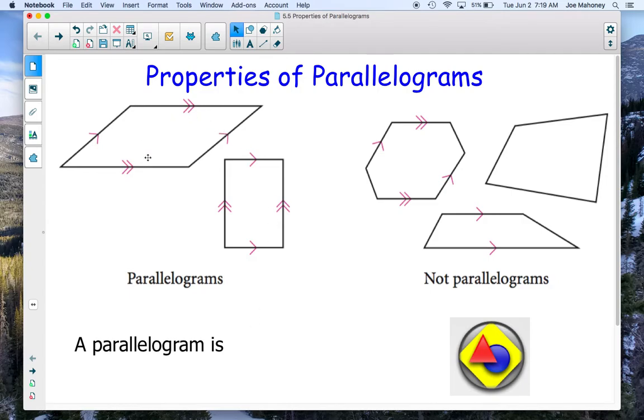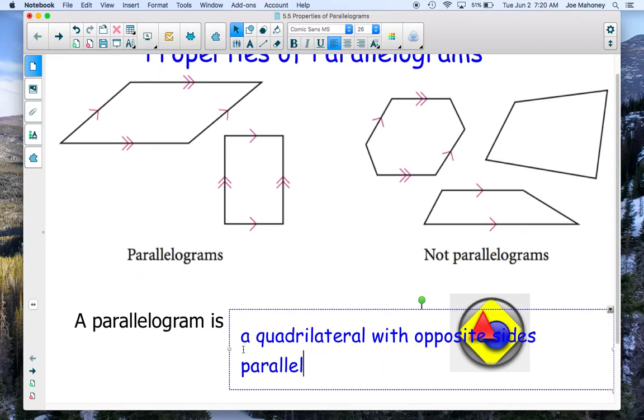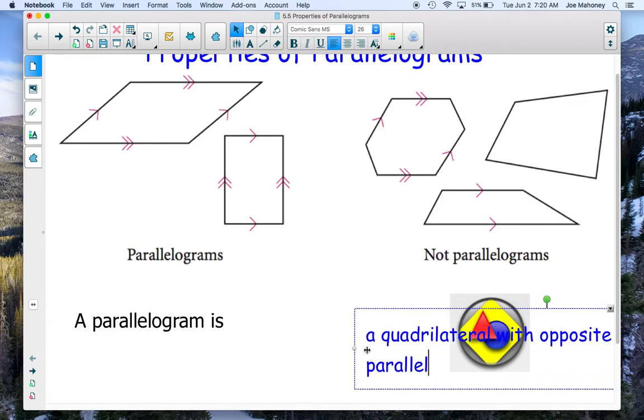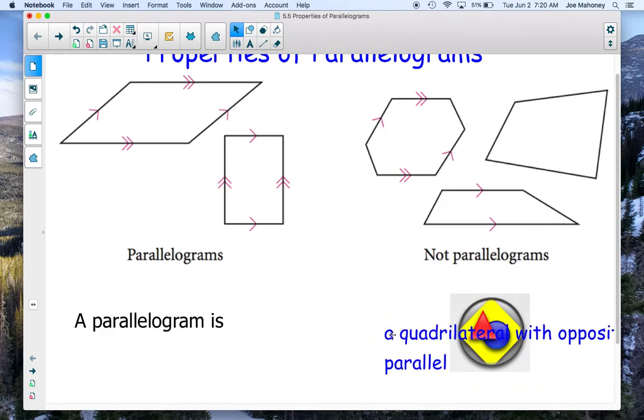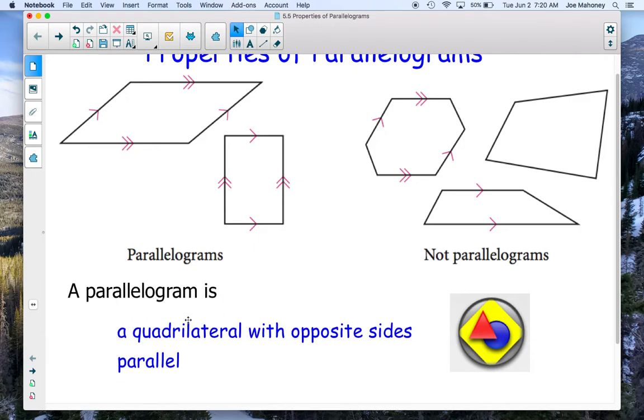So I think we can see that based on these two figures here, they have opposite sides that are parallel. And while this one has opposite sides parallel, this isn't even a quadrilateral and those two are not. And this only has one pair of parallel sides. So maybe we'll say that a parallelogram is a quadrilateral with opposite sides parallel. Maybe that's a nice definition. Let's see if we can move this thing around a little bit, get it where we can read it. There we go. A quadrilateral with opposite sides parallel. So that's what we're looking for in our parallelogram.